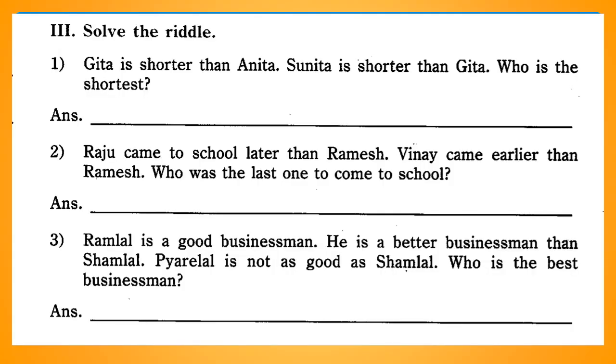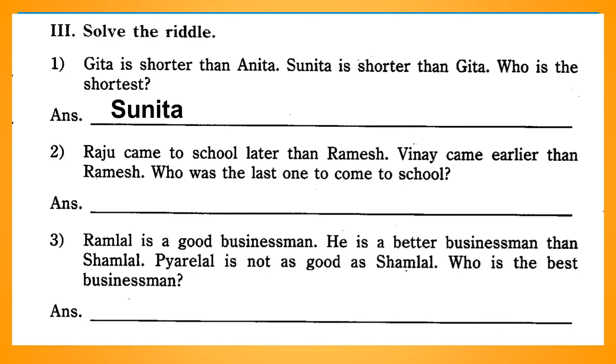Let's carry on to exercise number 3. Solve the riddles. Number 1. Geeta is shorter than Anita. Sunita is shorter than Geeta. Who is the shortest? Yes, Sunita. Good.